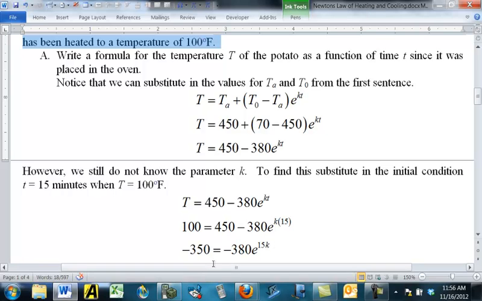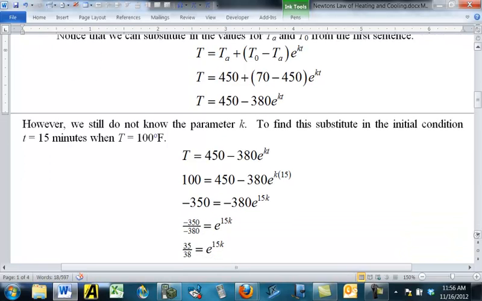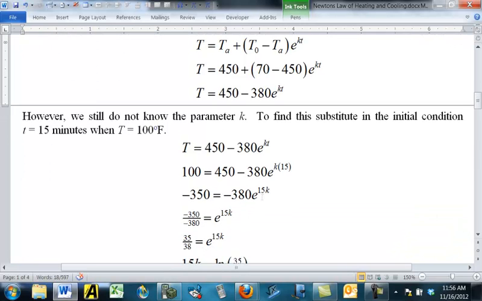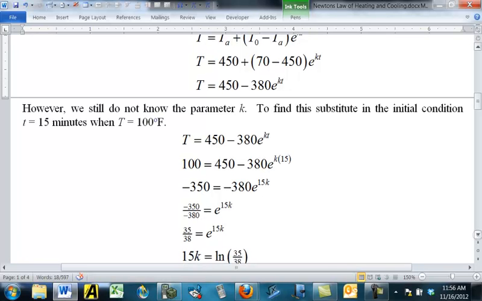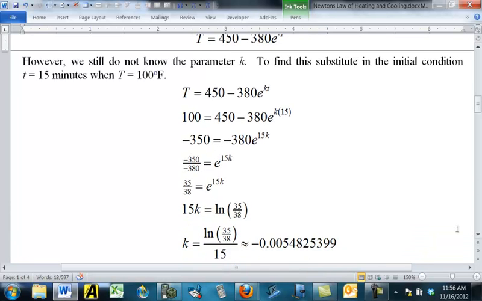So this exponent is 15k. I'm going to subtract 450 from both sides, and we get negative 350 equals negative 380 e to the kt, or e to the 15k. Divide both sides by negative 380, and I'm going to reduce a little bit here. First of all, the negatives cancel. We can divide both the top and bottom by 10, and you get 35 over 38 is e to the 15k. Take this and rewrite it as a logarithm. 15k equals the natural log of 35 over 38.